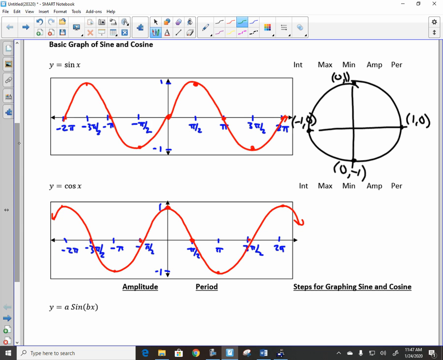So the sine graph has a maximum value of 1, a minimum value of negative 1, an amplitude of 1. We say that the amplitude is the distance from the center of the wave to the top of the wave, or from the center of the wave to the bottom of the wave. That's the amplitude. The period is how often it takes to repeat itself. That is 2 pi. It's the same exact values for cosine. Those are the parent functions. We will perform transformations on them.